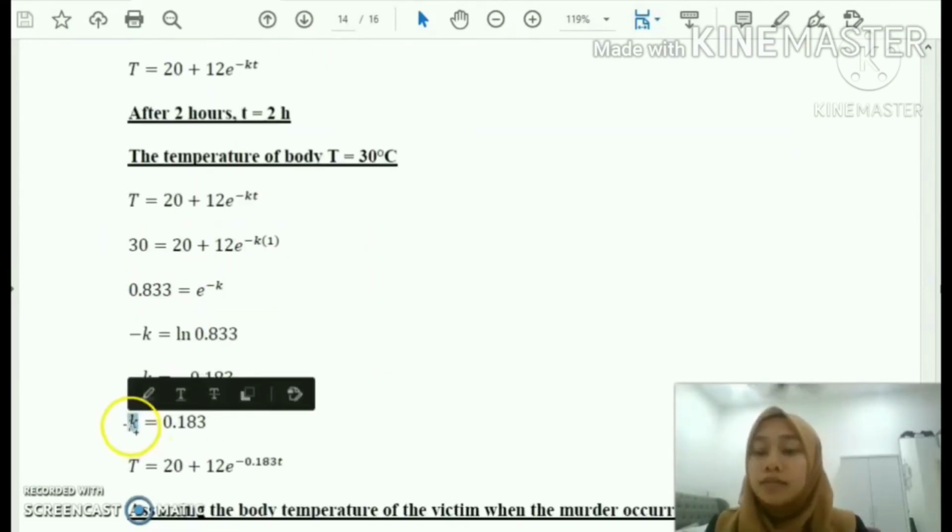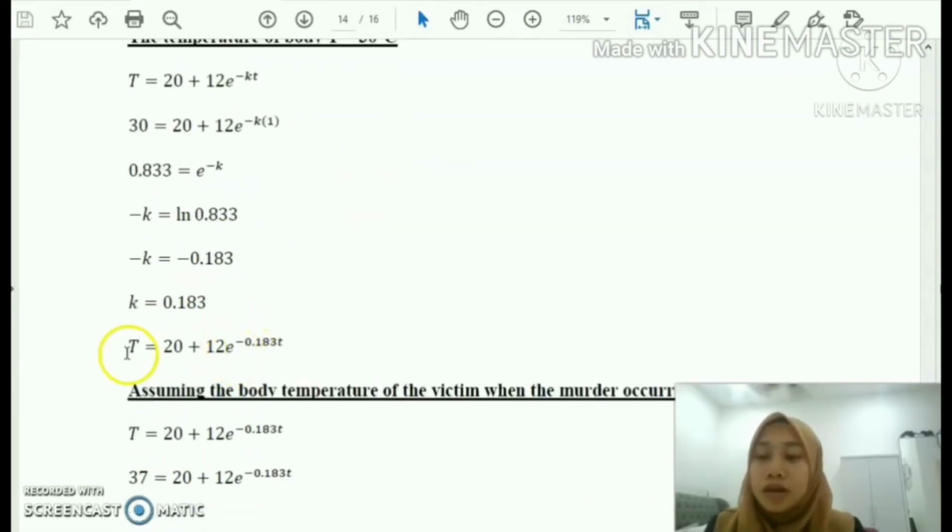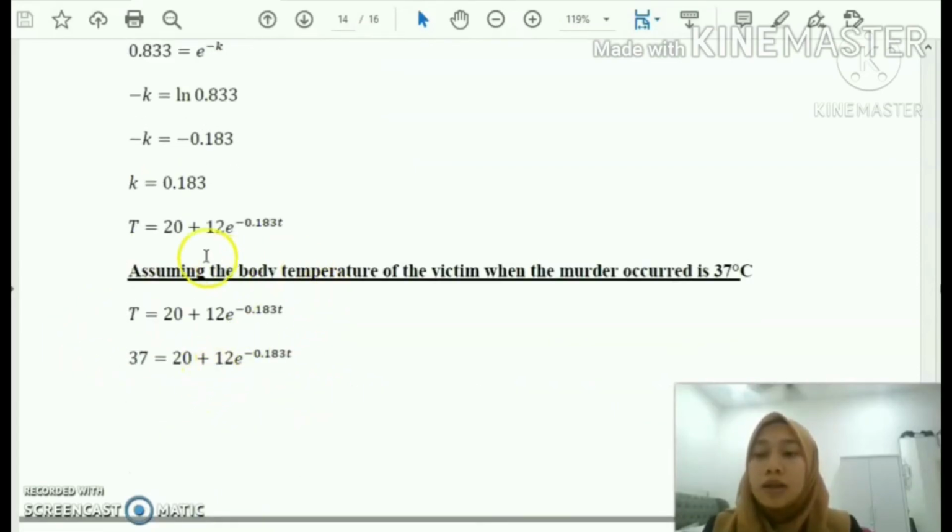We will find k. Using this one, time equal to 2 hours and the temperature 30 degrees Celsius, we put 30 degrees Celsius into the new equation, and then we will get k equal to 0.183. Then we put this value of k into this equation, and using it we will find the time of the murder.